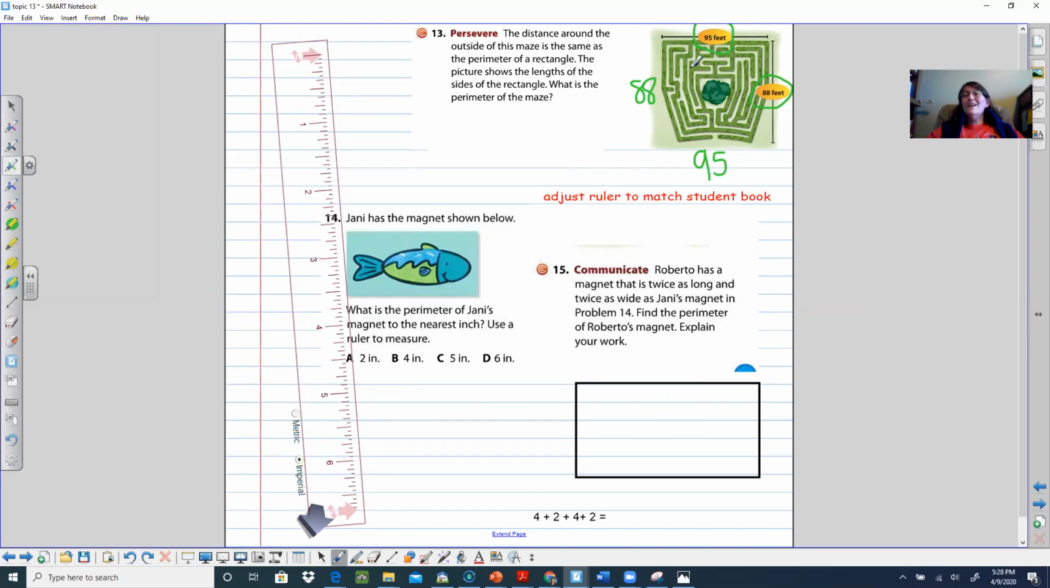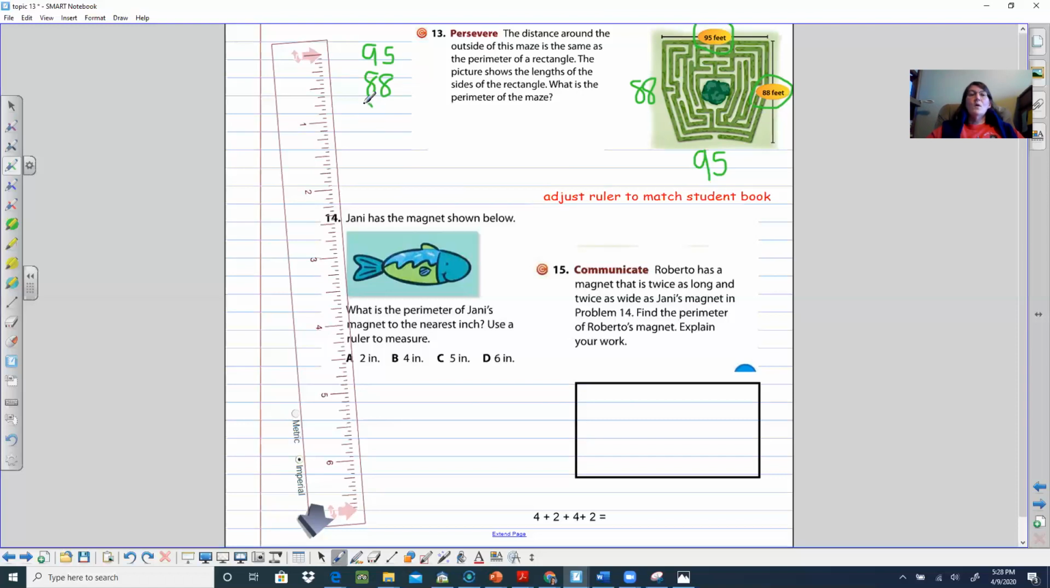So I cannot just magically do that in my head. There may be a few of you that can, but I am not one of those people. So I am quickly going to write my numbers: 95, 88. I like going around the shape. That way I make sure I get all my numbers.